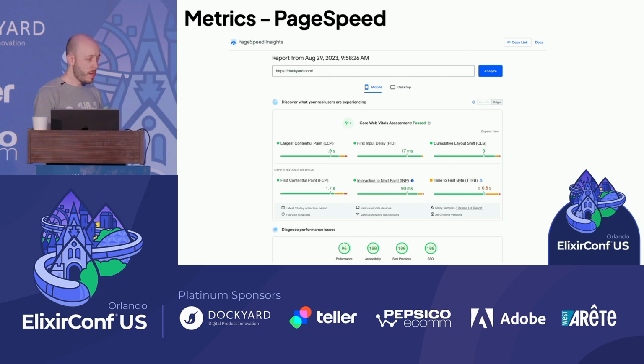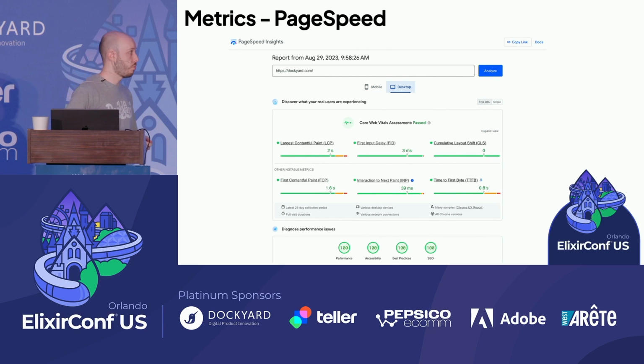Another metric that we have is PageSpeed. That's an application by Google, and like the name suggests, it runs performance benchmarks on your website, and that report is for the actual Dockyard homepage. And as you can see, we are getting almost perfect scores for mobile devices and perfect scores for desktop. And we have some metrics down on the page for performance, accessibility, best practices, and especially SEO.